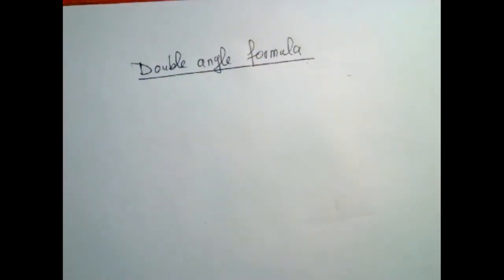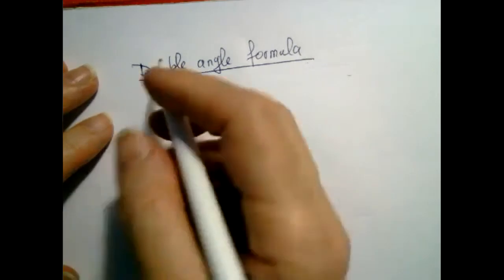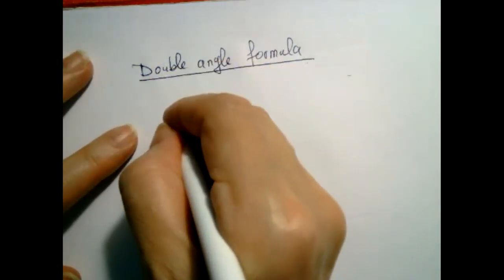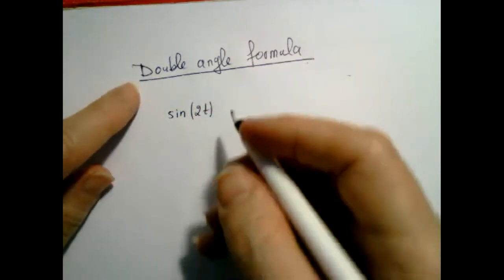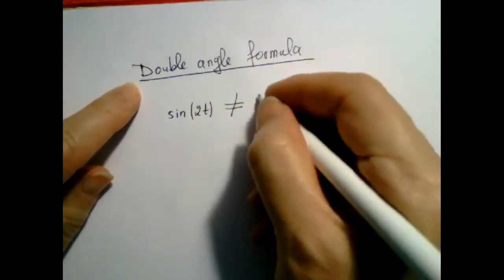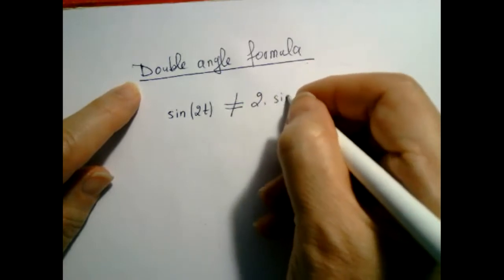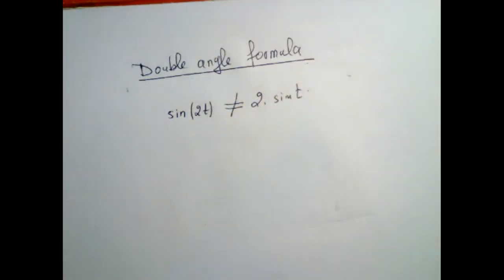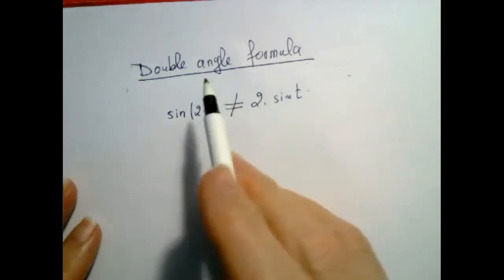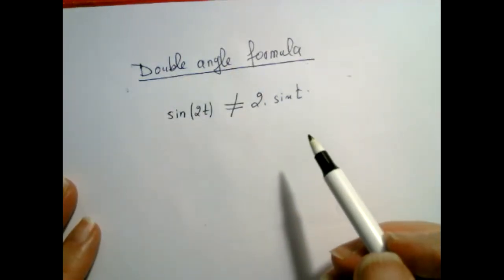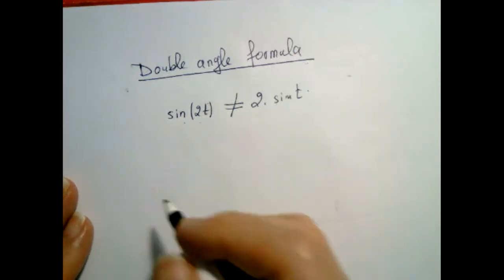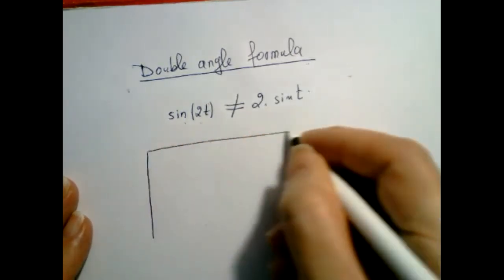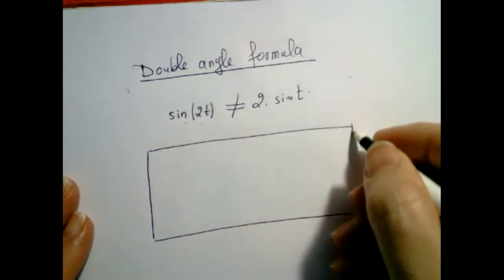Okay. First, let's get one thing straight. Again, I've talked about it and I'm going to say it again: if you have the sine of 2t, it's not 2 times sine t. So we cannot pull the 2 out. The double angle formula is an identity which expresses the sine of 2t in terms of sine and cosine. So we're not going to prove it, but we're going to work with it a little bit.